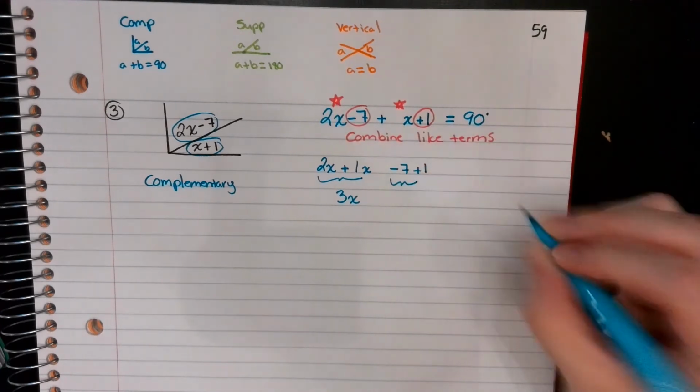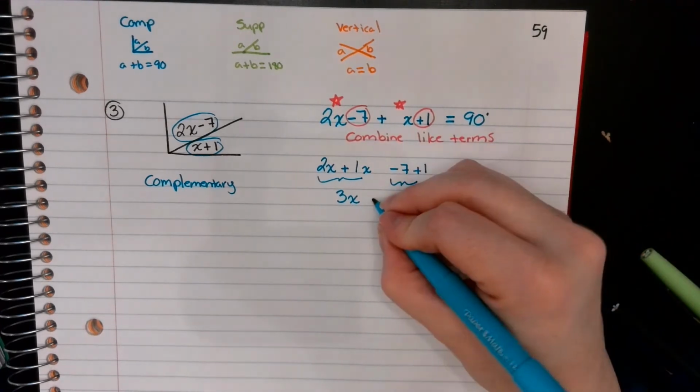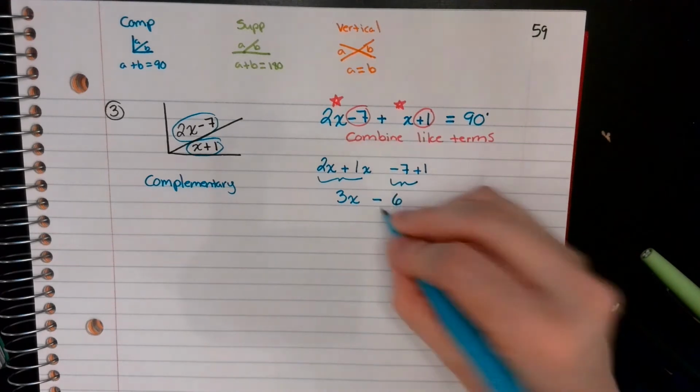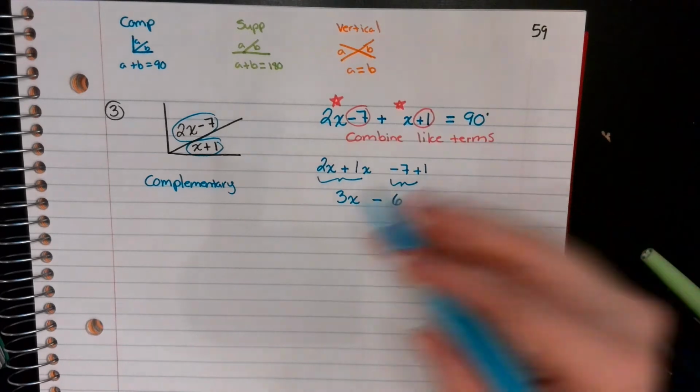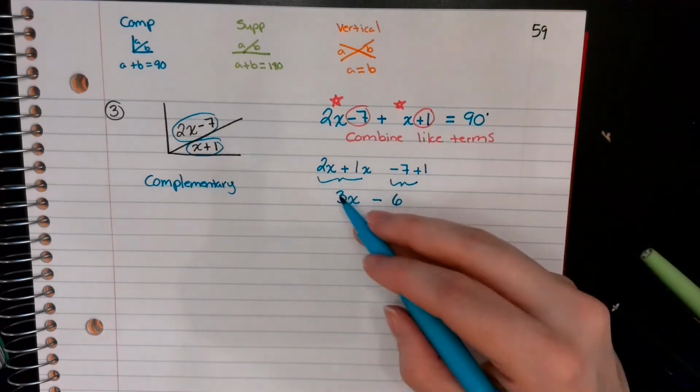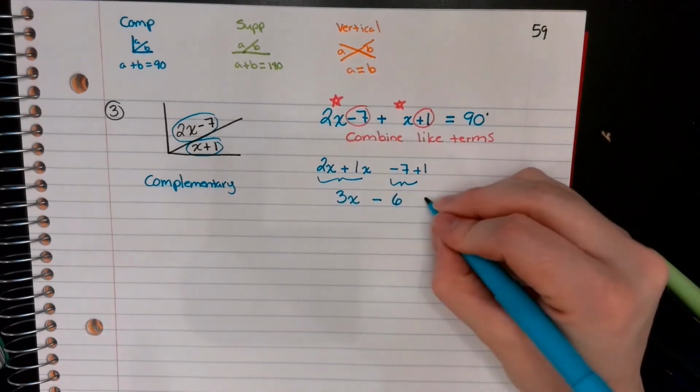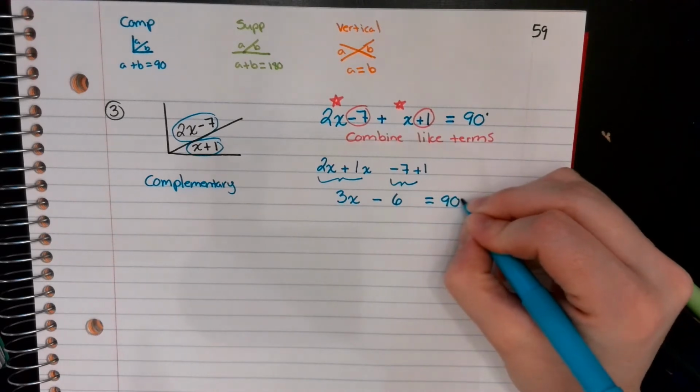And when we work that together out, that's going to give us a negative 6. So notice I wrote the negative real close to that 3x because now I can say, hey, it's 3x minus 6, and that's going to be equal to 90 degrees.